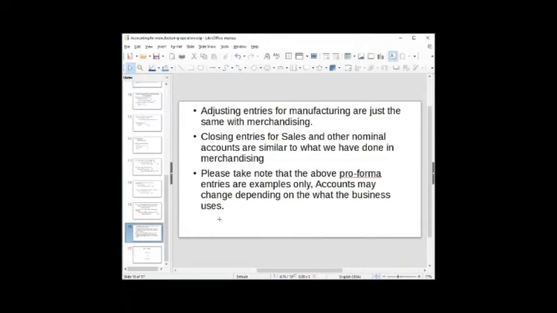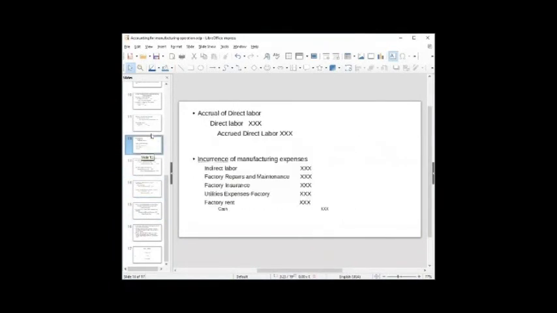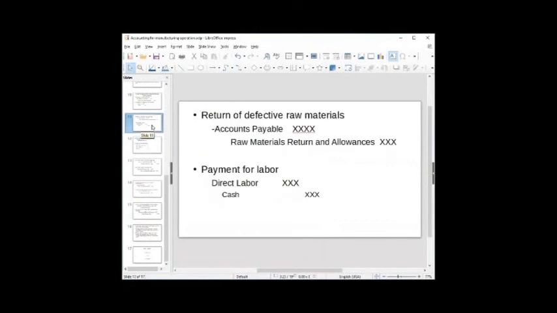So take note that adjusting entries for manufacturing are just the same as merchandising. The closing entries for sales and other nominal accounts are similar to what we have done in merchandising. Please take note that the above pro forma entries are just an example, and accounts may change depending on what the business uses. It depends on the accounts of the company that they are going to use, but for our example, this is just a pro forma.